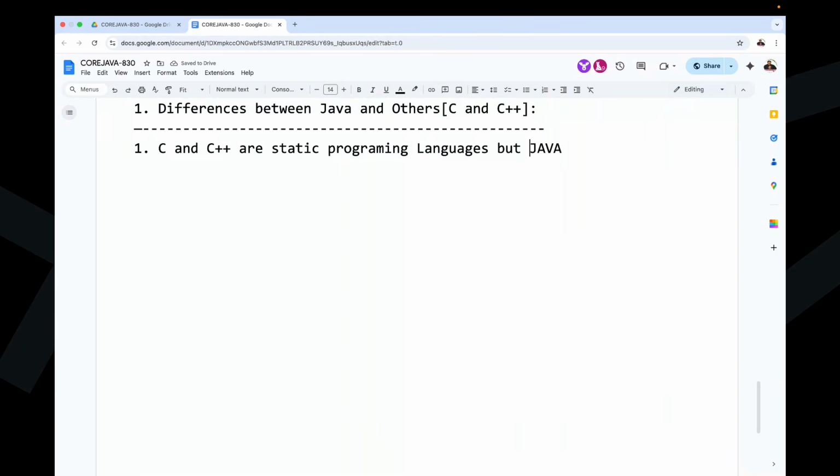But Java is a dynamic programming language. C and C++ are static programming languages, but Java is a dynamic programming language. This is the first difference, guys.